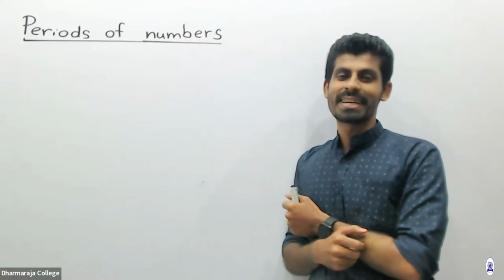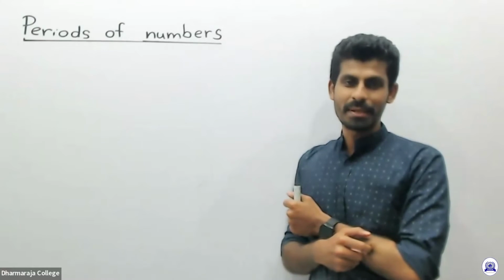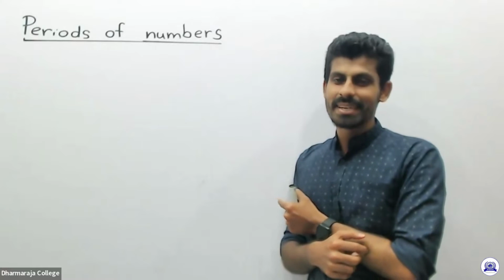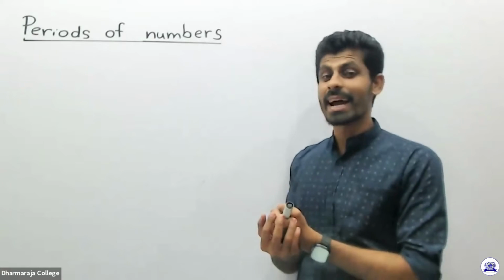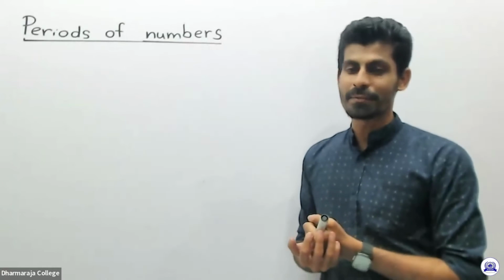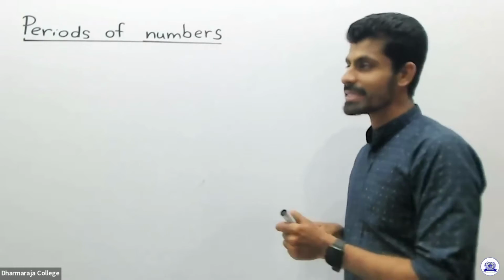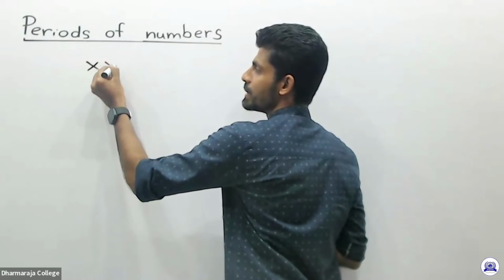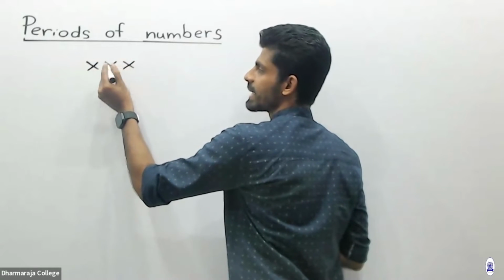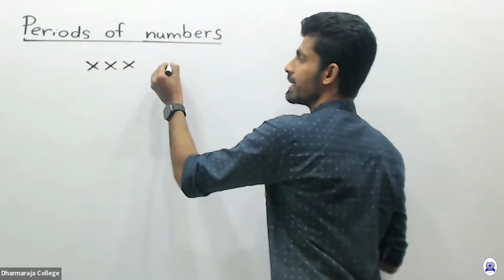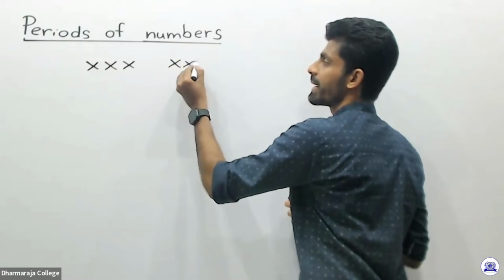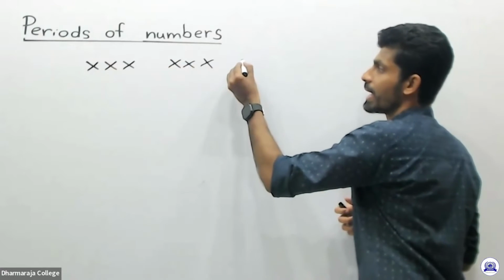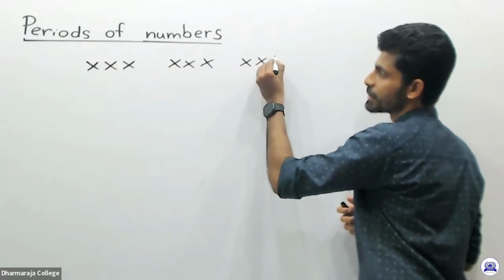Right. So what are the periods of numbers? Periods means periods. Let's try to understand periods of numbers. Look at this on the video. Normally we take three numbers as a period. Then we need to separate the digits by three. How many numbers should be there? Three numbers.